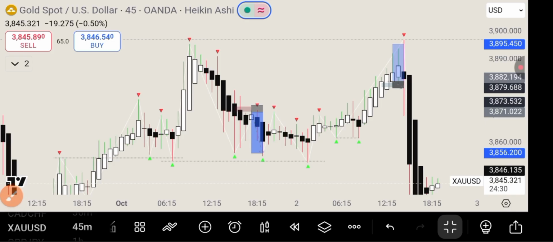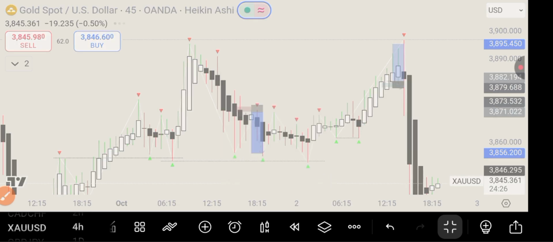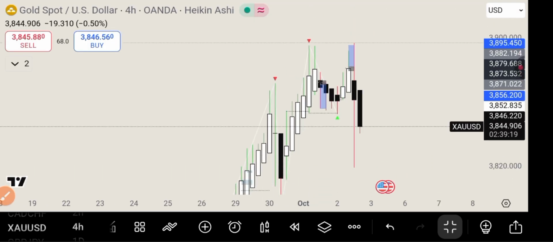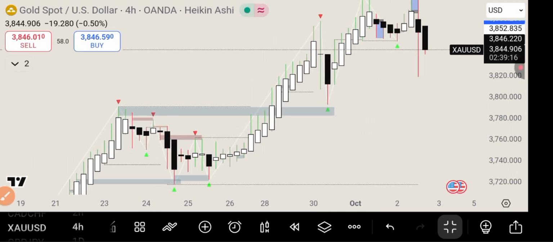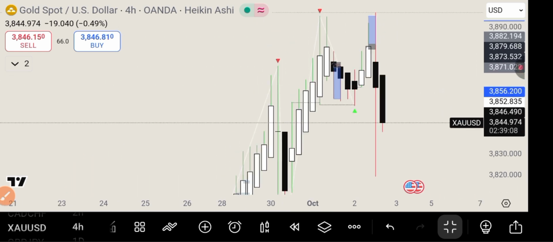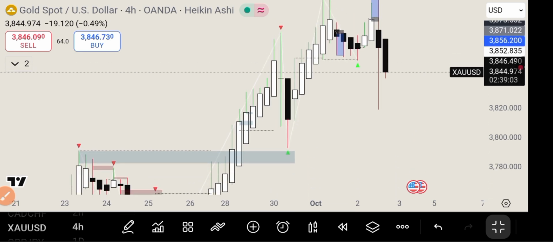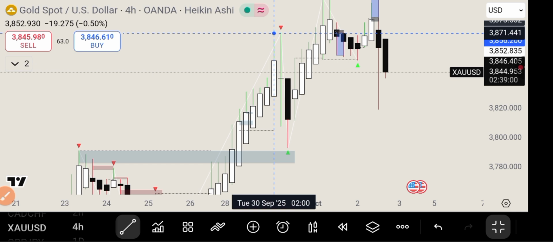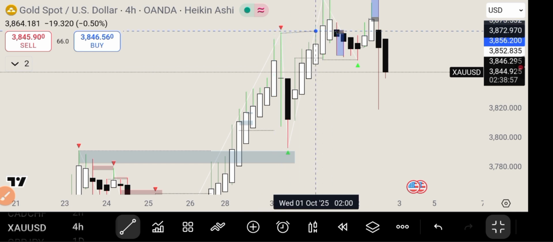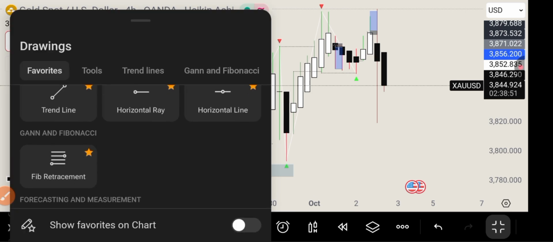On the higher time frame, I went to the daily time frame. On the daily time frame, I can see that gold is very bullish. As you can see, gold broke this high, retraced to this breaker block, then broke again. So on the higher time frame, I can see that gold is very bullish. Gold broke this recent high right here on the higher time frame, which is the 4-hour time frame.